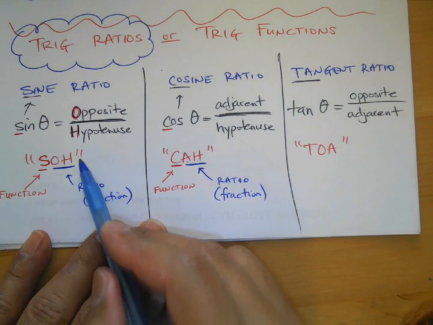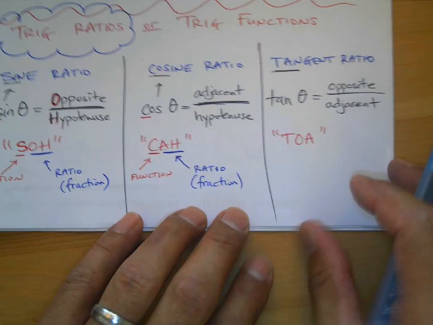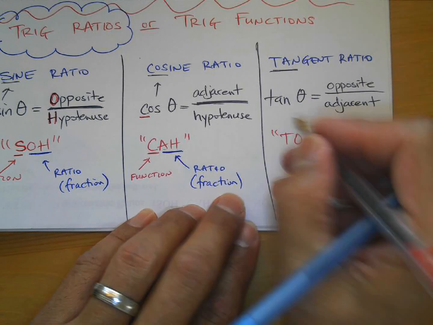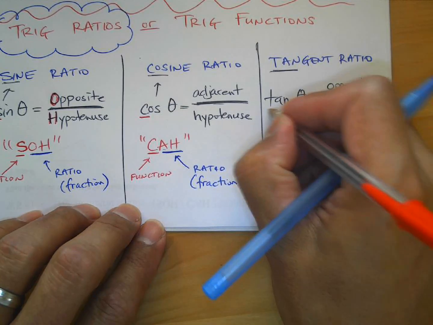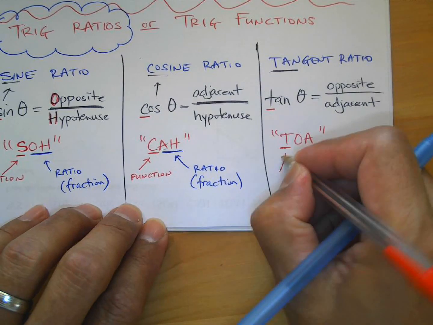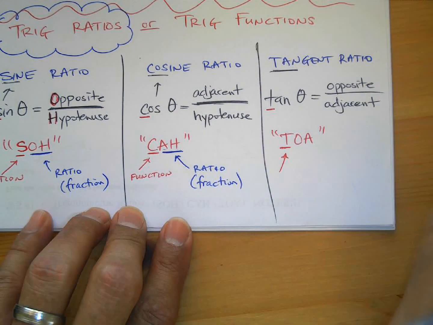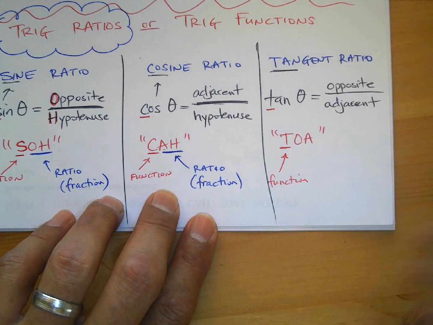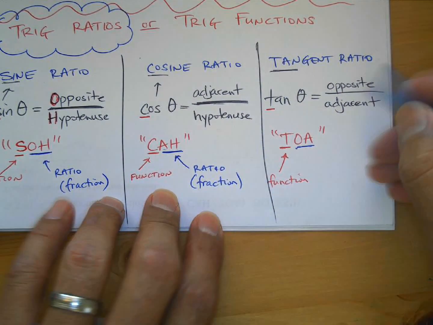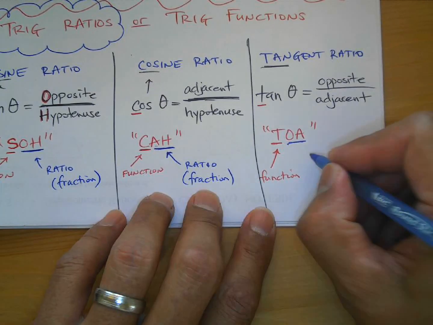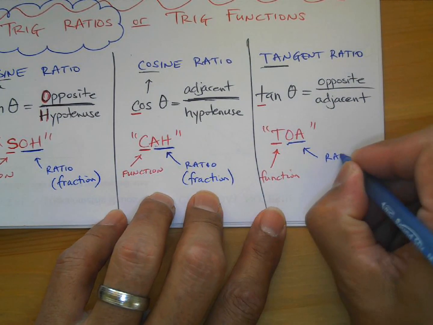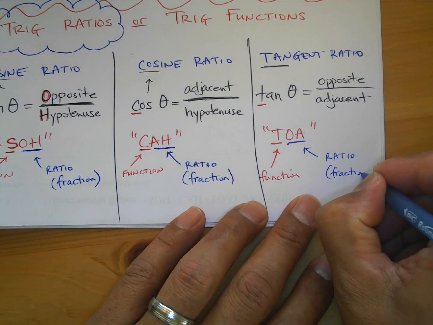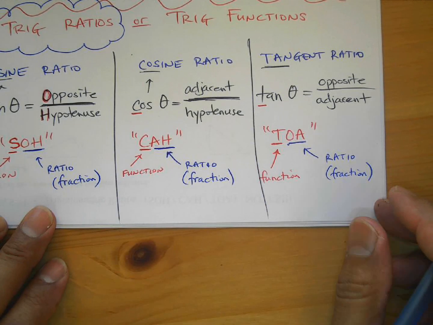Your numerator over your denominator. Same thing here. The T is for the function. Which function starts with a T? Tangent. And the last two, the O and the A, tell you how to set up the ratio, the fraction. Okay?